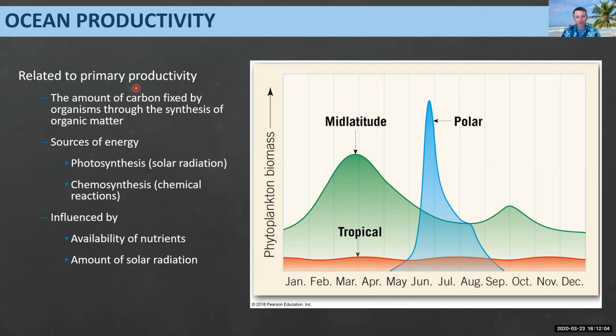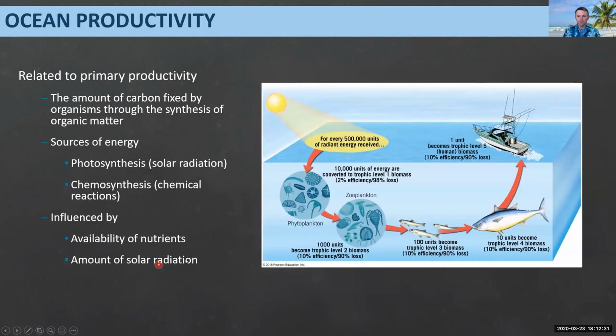So the sources of energy for those blooms can be photosynthetic. Sometimes it's chemosynthetic, if you live down by those black smokers at the mid-ocean ridge. But the thing that influences plankton, or primary productivity, has to be the nutrients, so how many nutrients are in the water beyond the sun. You can have the sun, but if you don't have other chemicals and nutrients in the water, you're not going to be able to grow. And then there's the amount of solar radiation.